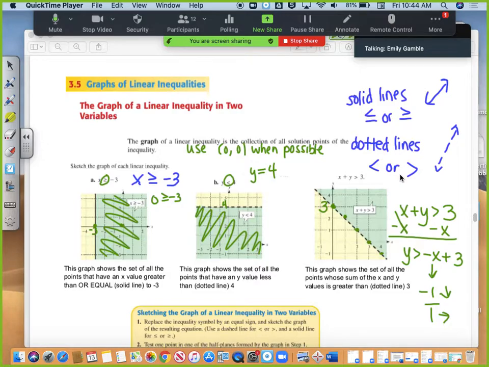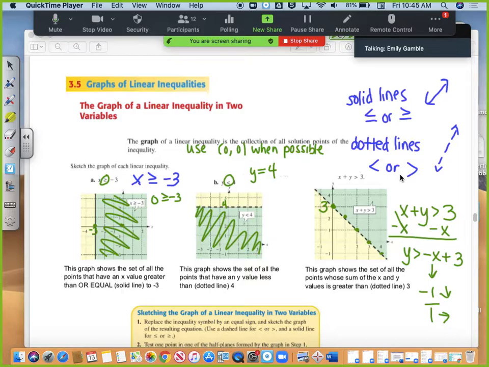Now, the only thing about inequalities I keep trying to stress is that because it's not an equal sign and we have a symbol, we have to determine if the line will be dotted or solid. Because it is a greater than symbol and it's not greater than or equal to, you would have to use a dotted line, which is why they have this dotted line here and not just a line straight through all of the points.